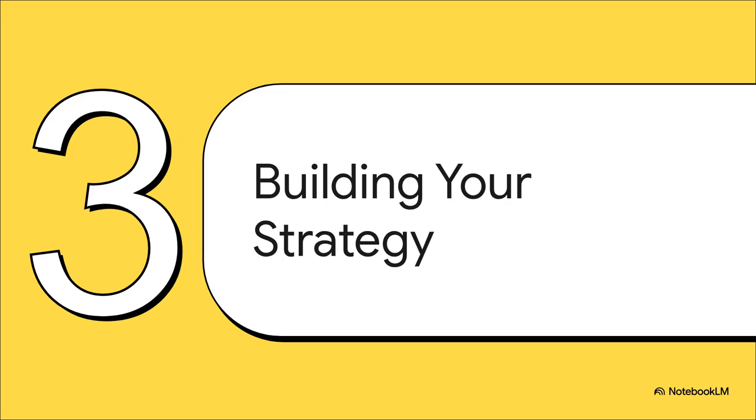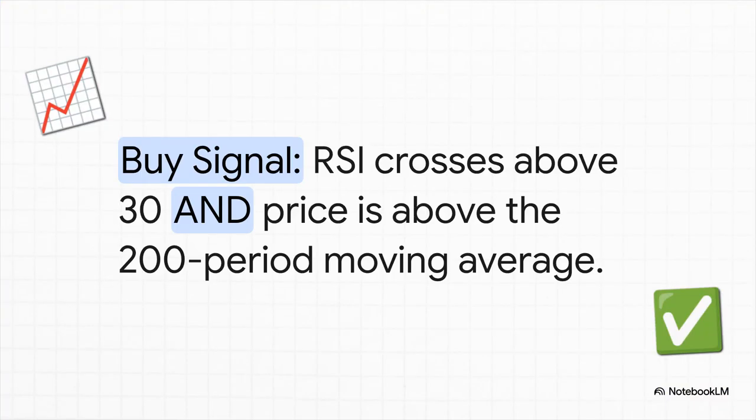Let's walk through just how simple it is to go from an idea in your head to a strategy on your chart. Let's use a classic example, something we all know. Say you want to buy when the RSI crosses below 30, showing it's oversold, but only if the price is still safely above the 200 EMA, confirming the long-term trend is up. This is literally what your logic looks like. It's just a simple, clear sentence.